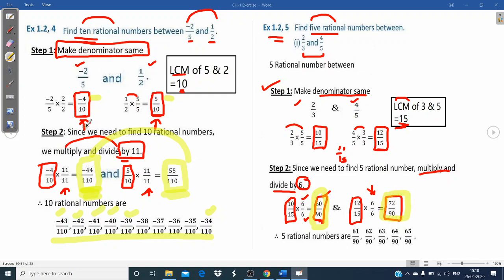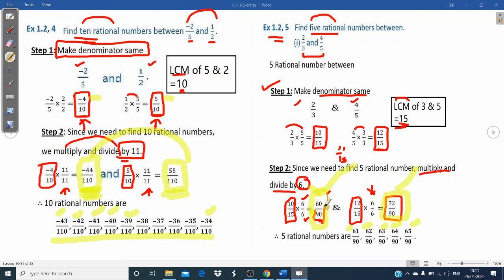Now you can see here, students, between 60/90 and 72/90, you can find any five rational numbers. So I've started after 60. It should be more than 60 and less than 72. So after 60, 61, 62, 63, 64, 65. And what was the denominator in the second step? 90. So don't forget to write the denominator.